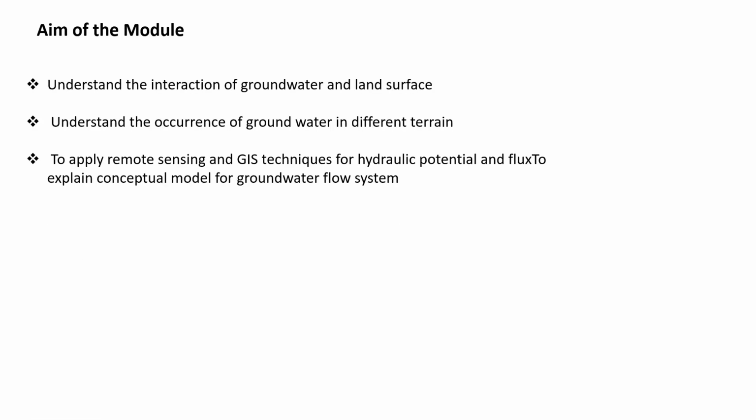In the next slide, aim of the module. Understand the interaction of groundwater and land surface, understand the occurrence of groundwater in different terrain, to apply remote sensing and GIS technique for hydraulic potential and flux, and to explain the conceptual model for groundwater flow system.